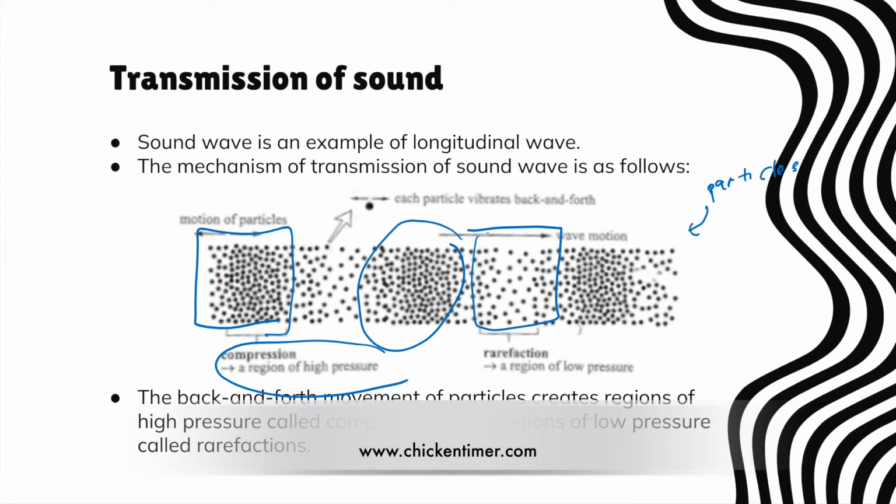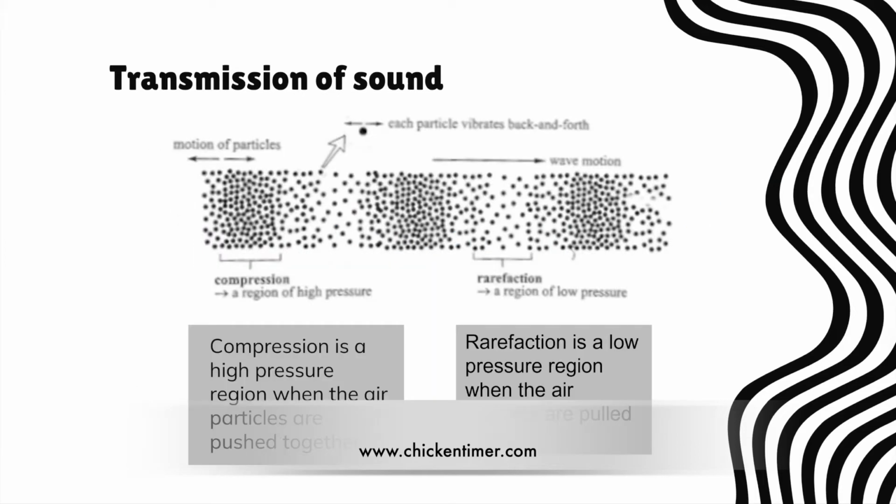And how you get this region of high pressure and low pressure is because each of these particles will move left or right. So if you have a lot moving to the right side and they all cluster here, that means it's high pressure. So then you have your definition. Compression is a high pressure region where air particles are pushed together. Rarefaction is a low pressure region where particles are pulled apart.